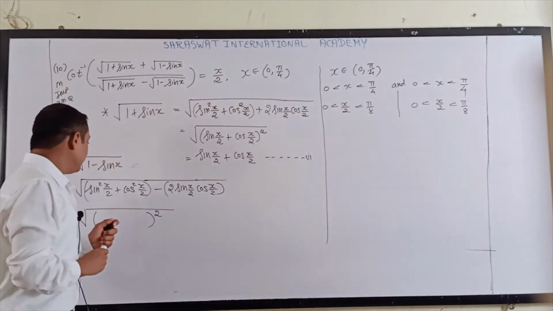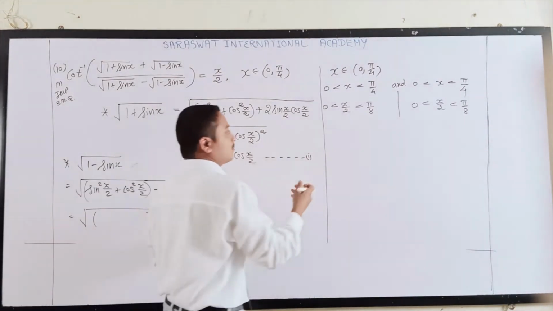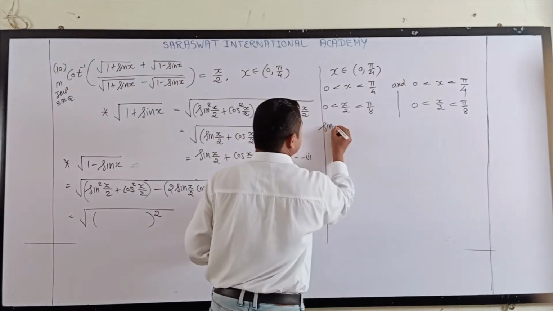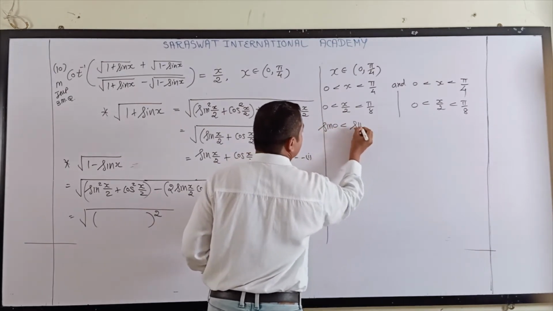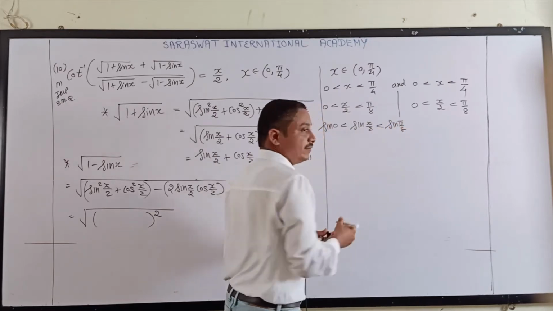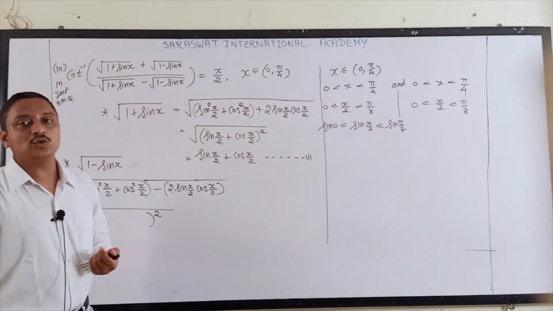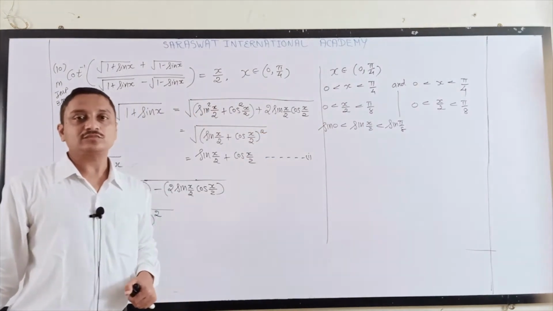Now students, I want sin x by 2 and cos x by 2. So just apply here sin x by 2. So applying sin to each term, it is sin 0, sin x by 2 and sin pi by 8. So similarly, I go to cos x by 2.